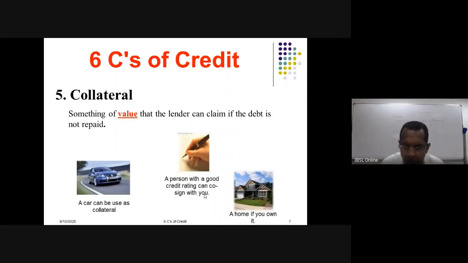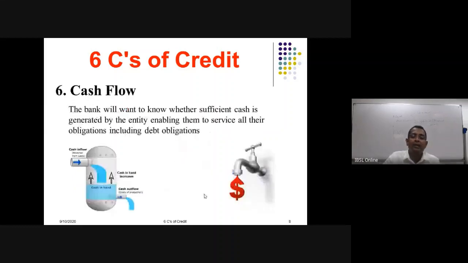Bankers are not landed proprietors. We just don't want lands. We want our money back. That is 5 C's of credit. 6 C's of credit. 6th C is cash flow. Just keep in mind, they may ask cash, they may ask for everything, right? So cash flow is the 6th C.